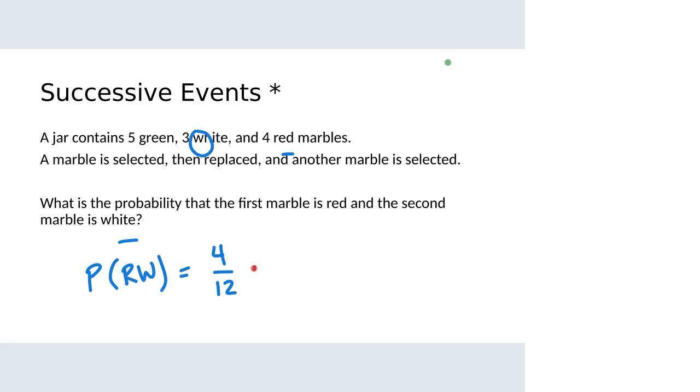3 out of 12. And so we're going to multiply those together. 4 times 3 in the numerator is 12. 12 times 12 in the denominator is 144. And so our probability of red followed by white is 12 out of 144. Let me know if you have any questions about what happened there before I have you try another one that's just a tiny bit different.